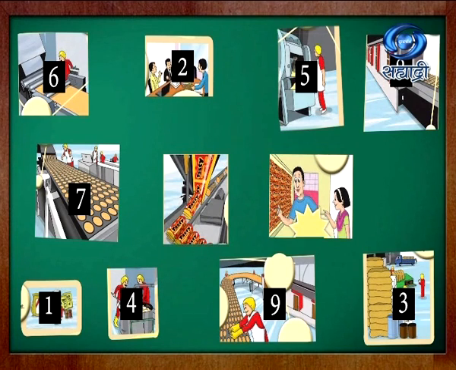After this, we check if the biscuits are properly baked. We check if they are crisp. And finally, what do we do? We pack them into different colorful packets and store them to sell.